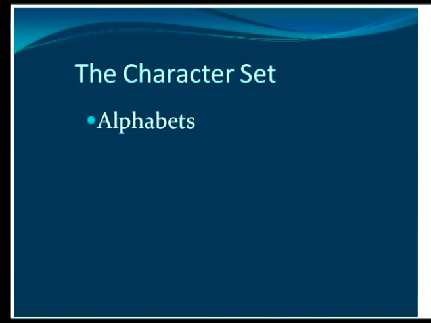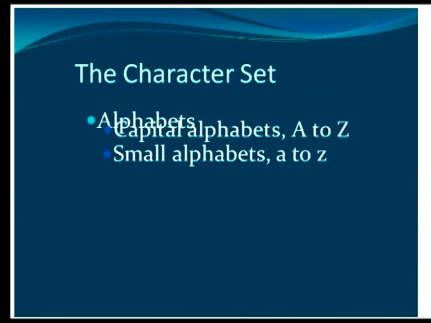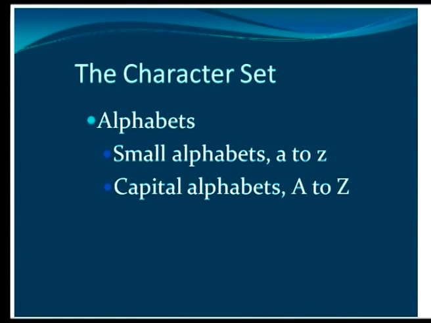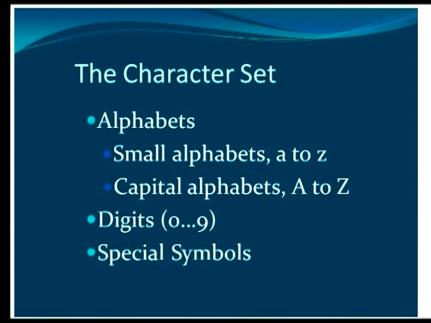So now let's study the elements of the character set of the C language. Alphabets may be either small alphabets or capital alphabets. Digits may be from 0 to 9 and combine in any manner. Special symbols include the dollar sign, hash sign, percent sign, etc.